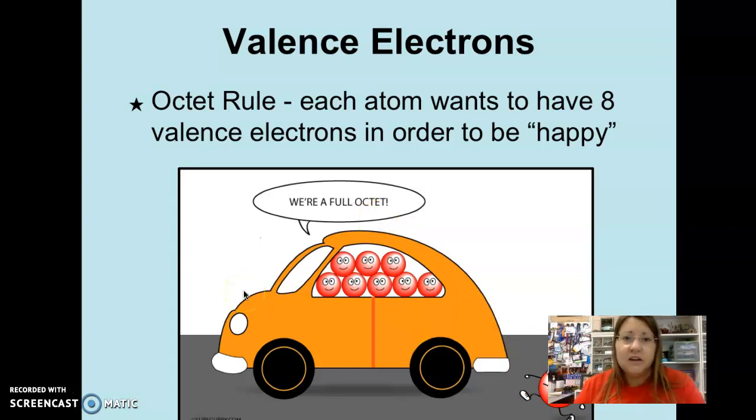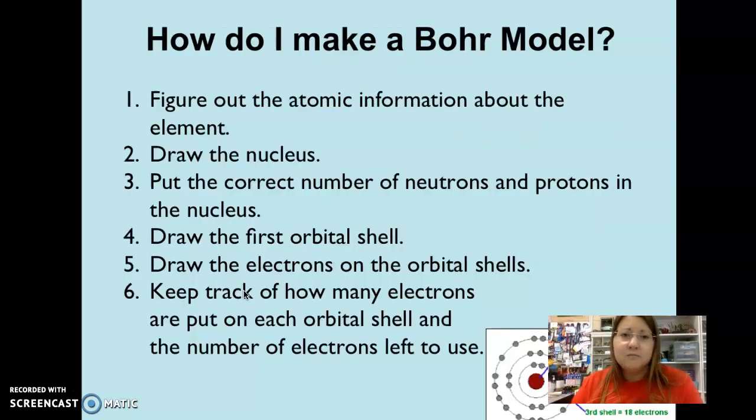So if the elements are able to bond with other elements that will complete the outer shell and allow for it to have 8 valence electrons, then that makes the elements really happy.